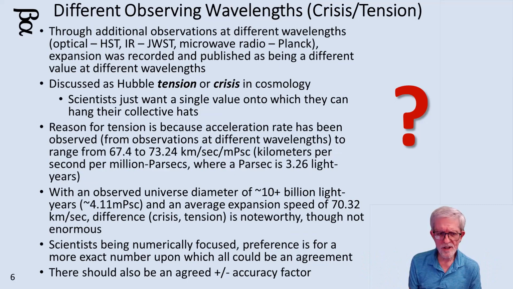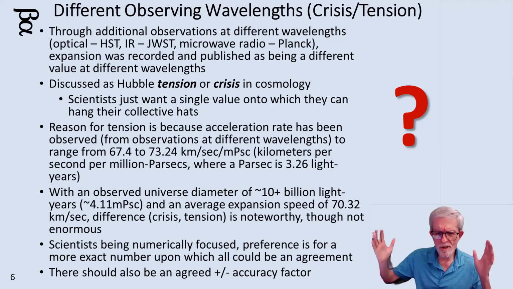And the numbers range from 67.4 to 73.24 kilometers per second per megaparsec. That's a million parsecs. And a parsec is 3.26 light years. And a light year is about 6 trillion miles. They just multiply it all up and you'll find that the difference between 67 and 73 may not sound like much, but when you express it out as kilometers per second per megaparsec, it's a noteworthy value.